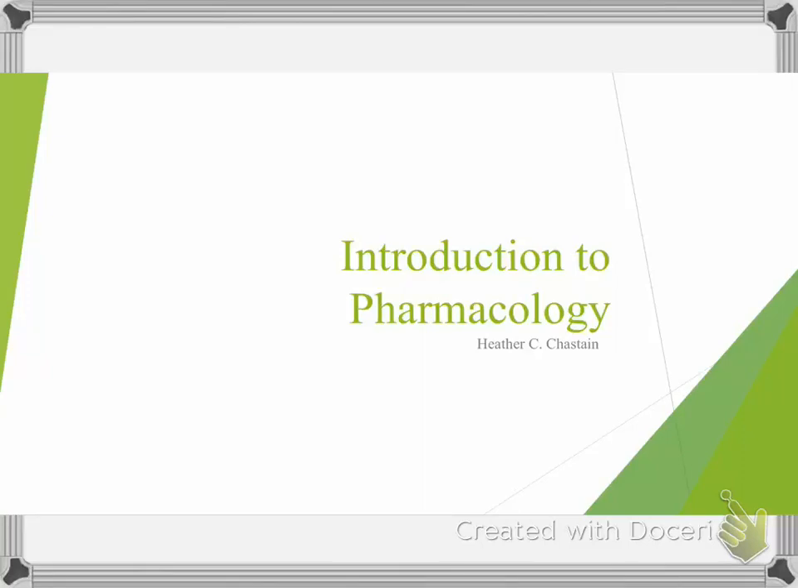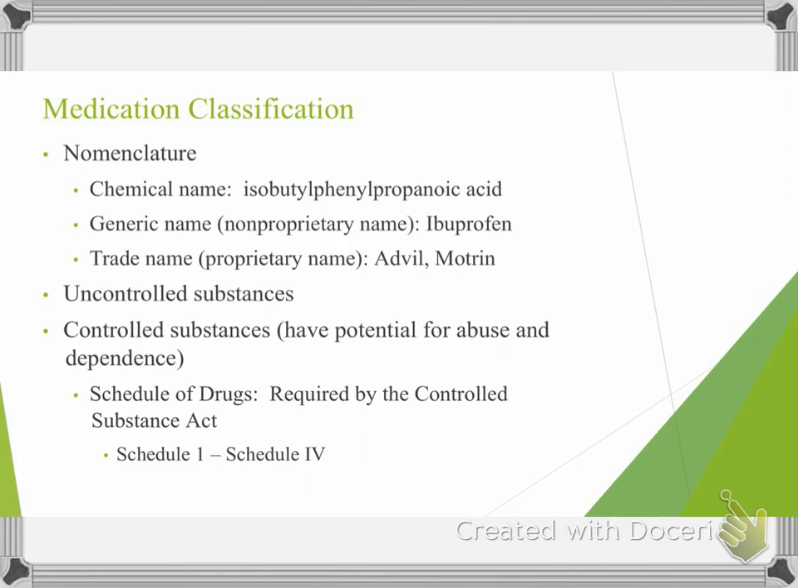This is an introduction to pharmacology. First, we're going to talk about medication classification. This is called nomenclature. So the chemical name is always something that you can't pronounce, and you have the generic name, which is a non-proprietary name, so it's not a trade name. An example here would be ibuprofen.